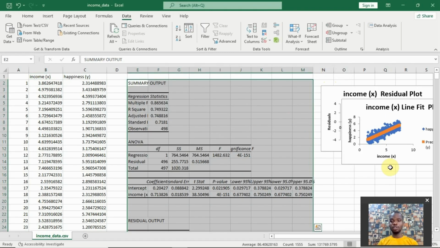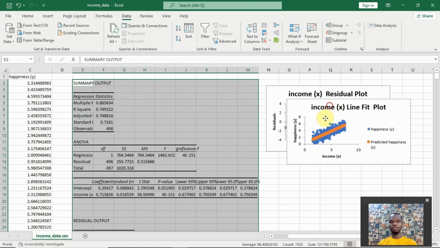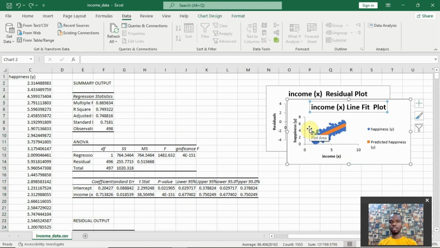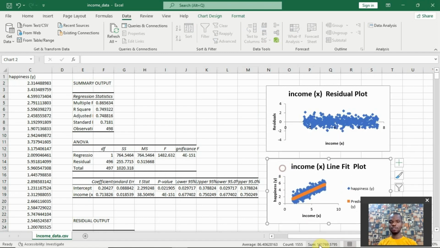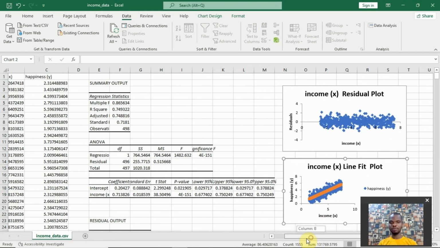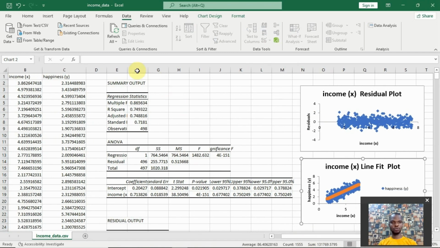Okay, so simply that, and Excel has done the regression problem for us. So that's the process of performing regression in Excel. Very simple, right? So I would explain a thing or two.